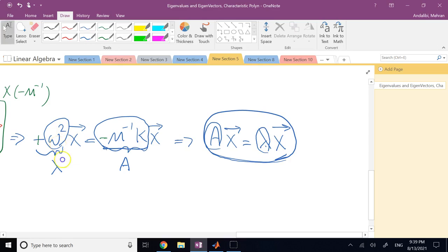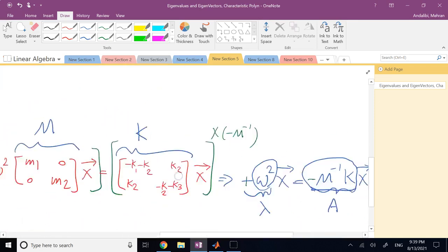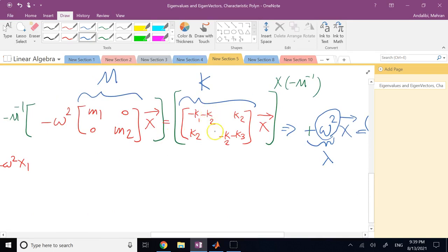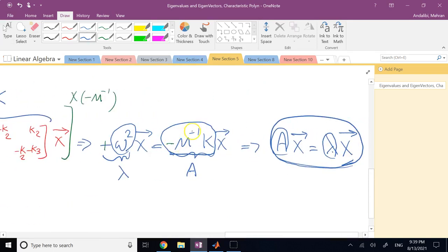So if somebody says, what are the frequencies of vibrations in this system? All you need is to find the mass matrix, find the stiffness matrix, multiply negative M inverse by K, call it matrix A, and then find the eigenvalues of it, and then take the square root of that. That gives you the two natural frequencies. And if you plug it back here, it gives you vector x's. And vector x in vibration, we call it mode shapes.